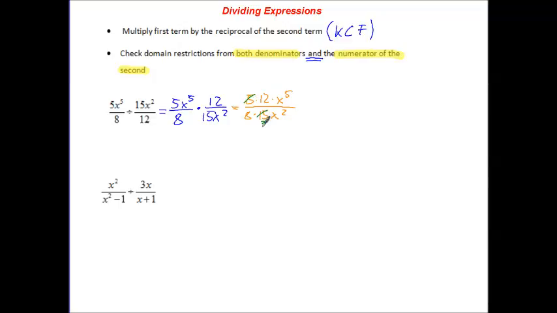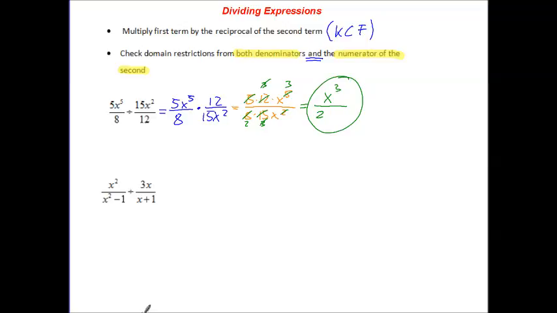5 goes into 15 3 times. 8 and 12 have a common factor, which is 4, goes into 8 2 times, and into 12 3 times. Now we have 3's in the numerator and the denominator that can cancel each other out. Our x to the 5th power divided by x squared. Subtracting the exponents, we are left with x cubed in the numerator. So our final answer is x cubed divided by 2. And that's it.